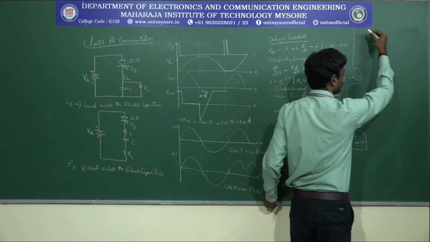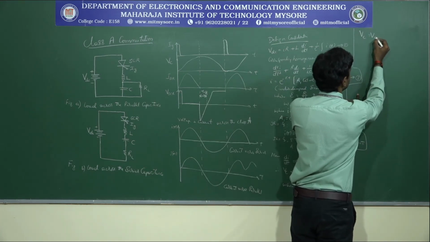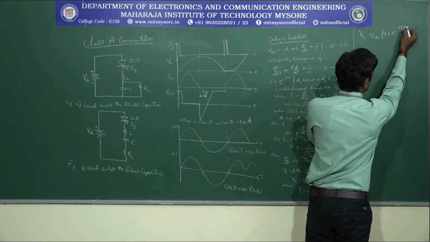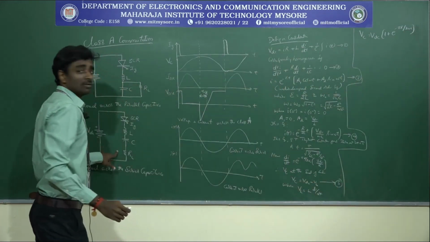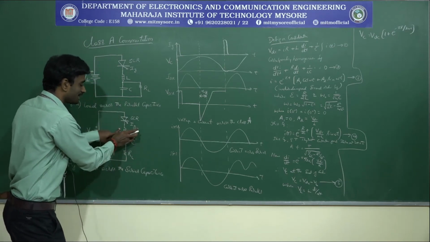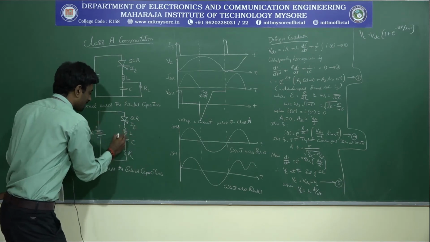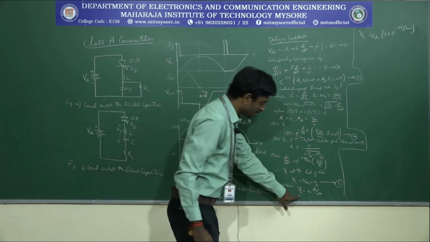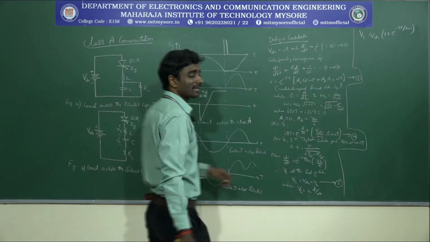Similarly, VC will be equal to VDC into 1 plus e to the power of minus pi R divided by 2 omega L. This will be the voltage across the capacitance. I am measuring the voltage across the capacitance and the voltage across the inductance, representing them as VC and VL. So I got an inductance voltage and a capacitance voltage with respect to this series RLC circuit.